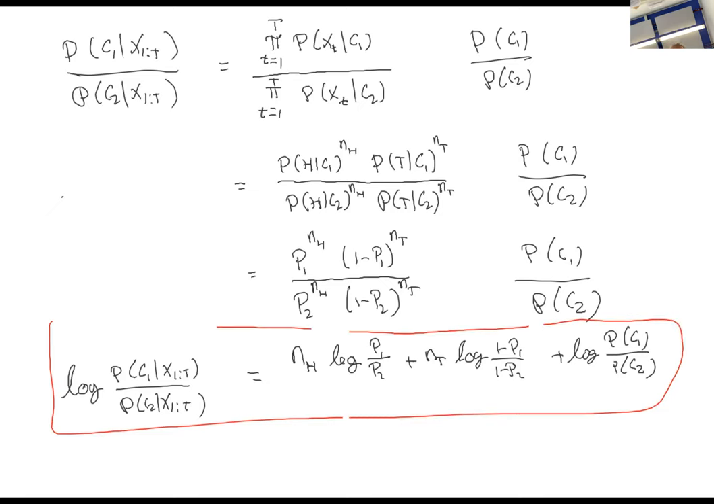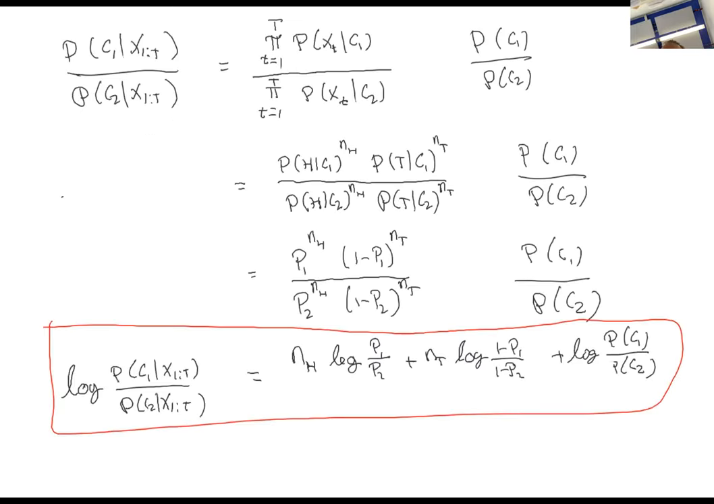So this is kind of nice because we want to know the log probability ratio. We just have to keep track of the number of heads and the number of tails. So a strategy that one might use in this case is basically just keep track of this quantity. If it exceeds a threshold, let's say P1 is greater than P2, we'll just assume that P1 is greater than P2. If it exceeds a threshold, we make a decision.